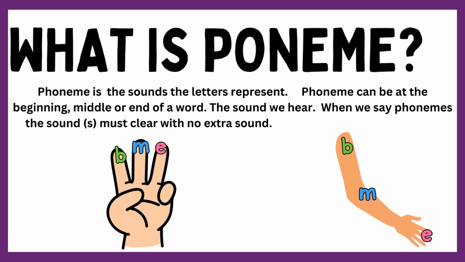So, what is a phoneme? Phoneme is the sound the letter represents. Letter B represents B. Letter Z represents Z. Letter R represents R. So it's the sound. The letter has a sound, and that's what is called a phoneme. Don't get all flustered with the word phoneme, it's just a sound. So that's what it is.